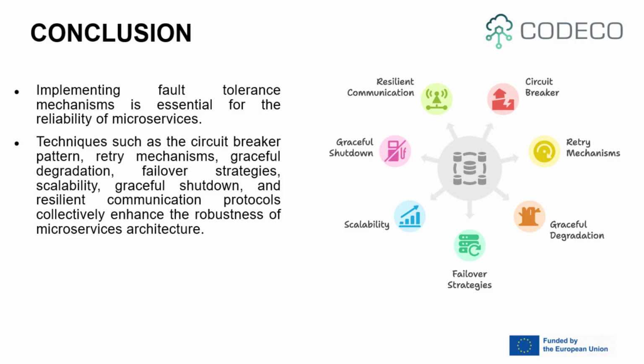Implementing fault tolerance mechanisms is critical for ensuring the reliability and resiliency of microservices at the edge. Techniques such as the circuit breaker pattern, retry and back-off mechanisms, graceful degradation, failover mechanisms, scalability and load balancing, graceful shutdown, and resilient communication protocols enable microservices to continue operating despite failures and provide a seamless user experience. Based on these strategies, developers can build a robust and fault-tolerant microservices architecture that can withstand various failure scenarios.